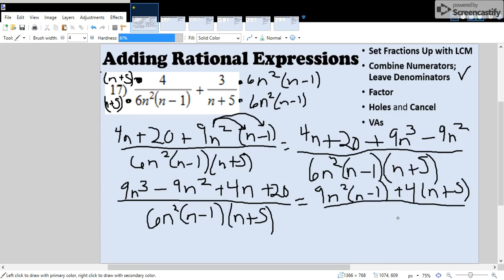Now, it looks like there's nothing you can factor any further from here, so nothing's going to cancel out, so you're not going to get any wholes. So we're done with that step.